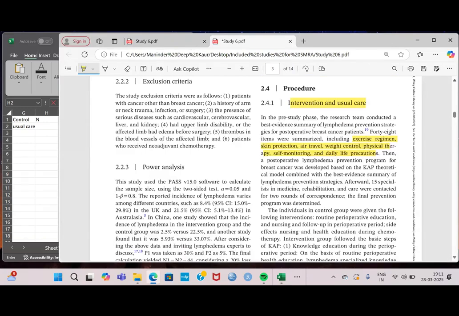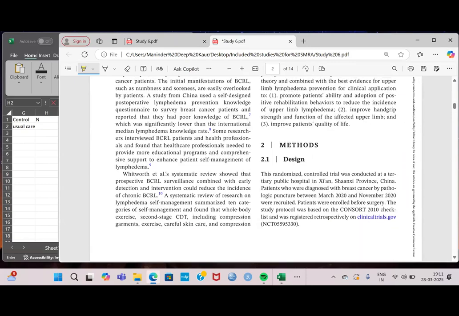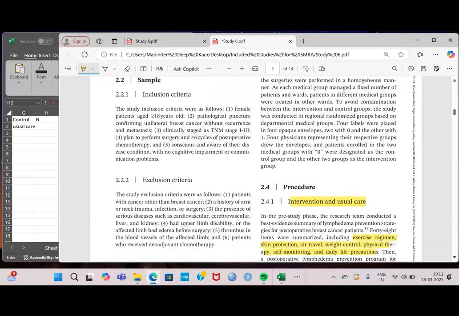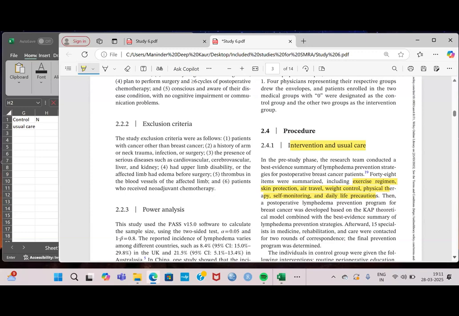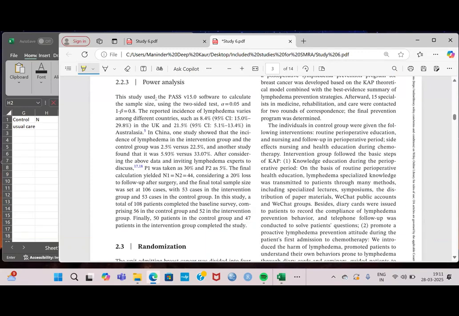So they have mentioned the design, but I need this: the inclusion and exclusion criteria of the study. And this is the power analysis. So what is the power analysis? Power analysis is done to calculate the sample size in the study.